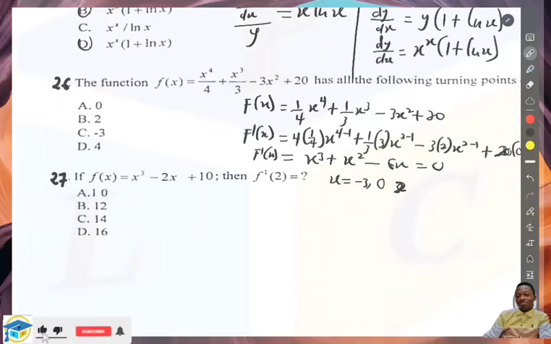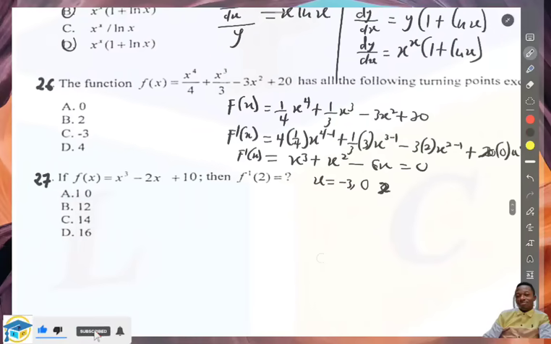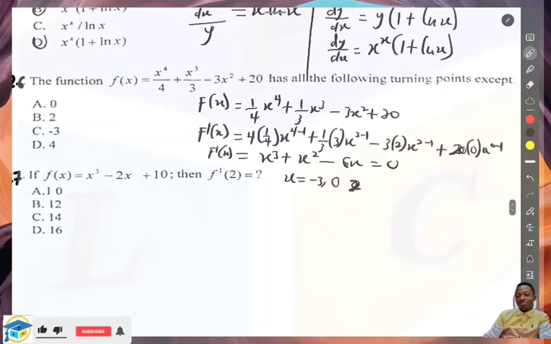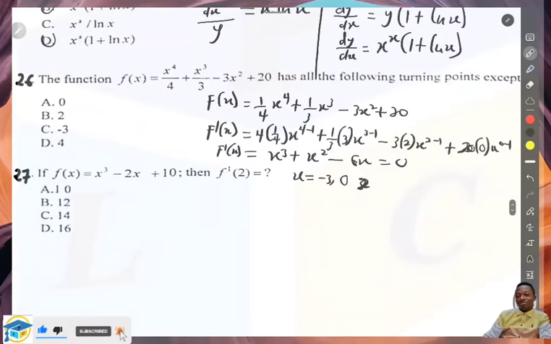So once you are getting this for the turning points of x, the question is saying that it has all the following turning points except. So we have negative 3 here, which is here. We have 0 here, which is here, and we also have 2 here, which is here. So meaning that out of these, we have 0, 2, and negative 3. It's only 4 which is not part of these turning points, and that should be the only exception. So we have D as our possible option. So let's take note of that.